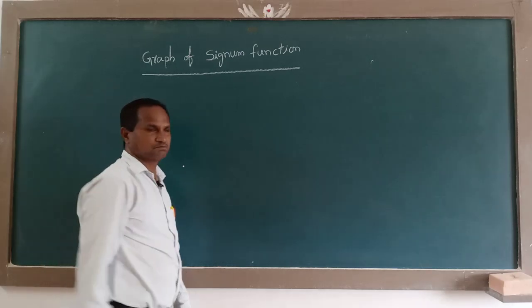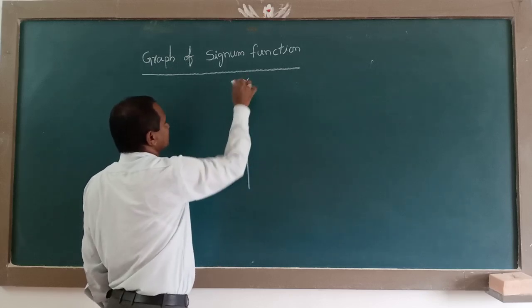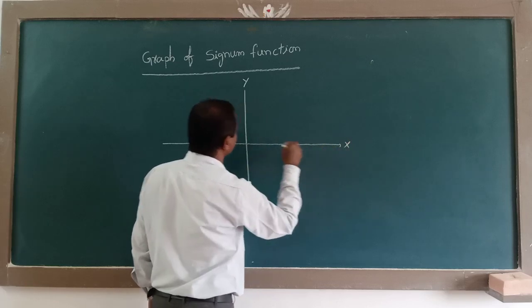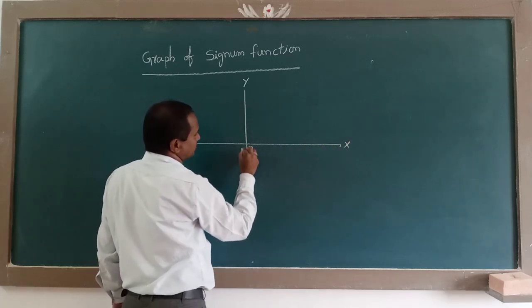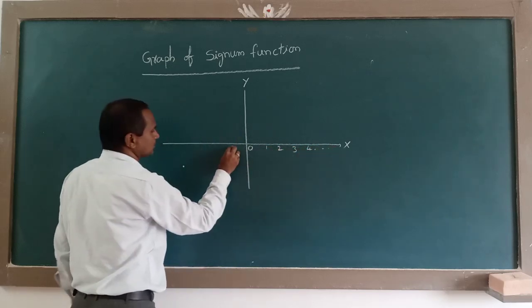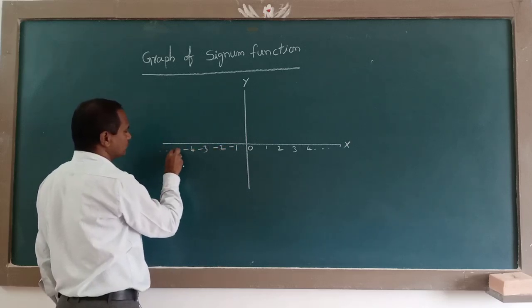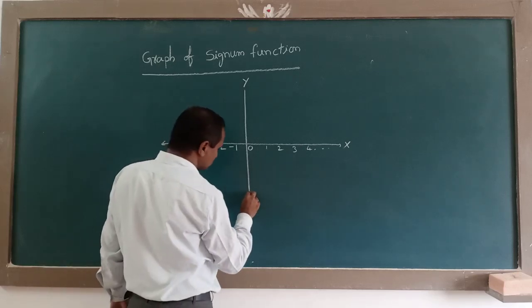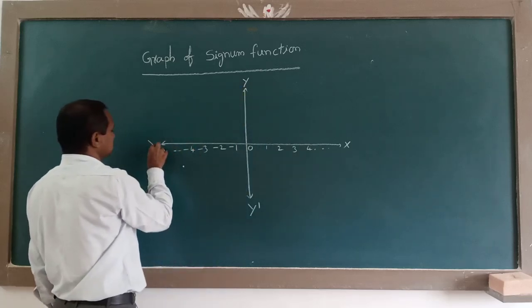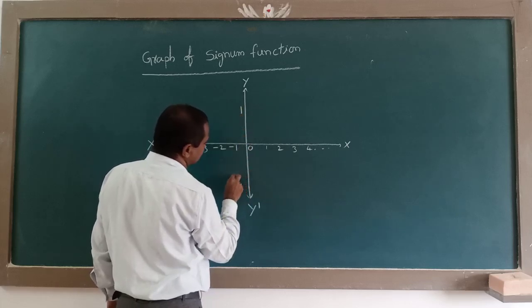Draw the Y-axis and X-axis, with origin O. Mark 1, 2, 3, 4 and so on, and minus 1, minus 2, minus 3, minus 4 and so on. Label Y, O, Y dash, X, O, X dash, plus 1 here and minus 1 here.